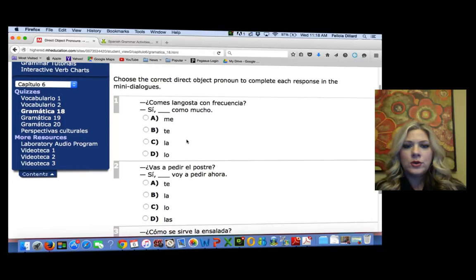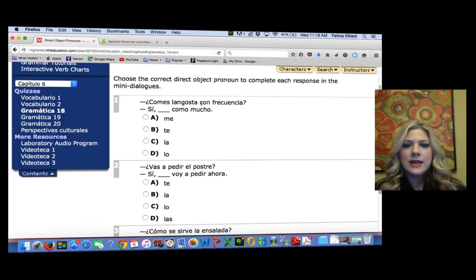So, número 1 y 2. ¿Comes langosta con frecuencia? Sí, como mucho. Do you eat lobster often? Yes, I eat a lot. We're missing a word there. Yes, I eat it a lot. And by it, we're referring to langosta, lobster. So the words for it are lo and la, and we're going to choose la because it's langosta.